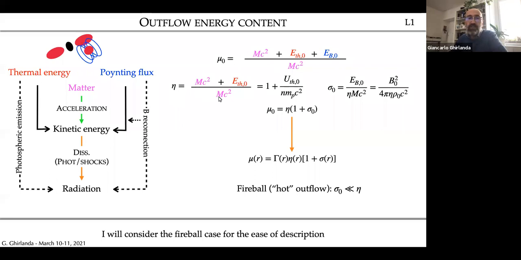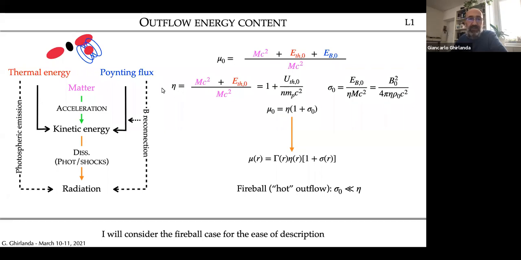I don't want to go into the details of these equations. They are very simple, but it's a way of describing the energy content of the outflow by separating the thermal and matter energy content, normalized to the mass energy, from the magnetic field energy content, with these two parameters, eta and sigma. In general, the total energy content can be described by the combination of these two parameters. The subscript 0 means that a certain amount of energy is deposited at the base of the outflow, and during the acceleration, as the internal energy is converted into kinetic energy, you have the appearance of this factor, the bulk Lorentz factor, which is a function of the radius. The radius is the distance from the central engine, and it evolves so that gamma increases at the expense of the eta or sigma parameters decreasing.